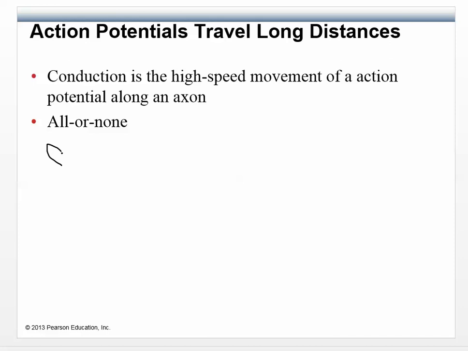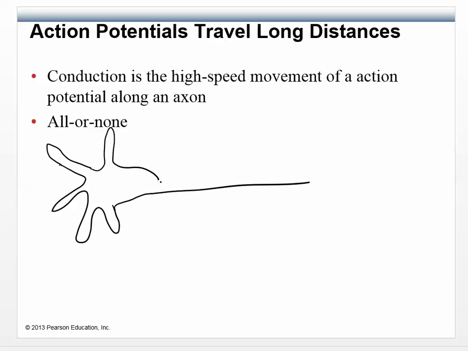Okay, so that means we've moved on. We got beyond the graded potential, which is happening here in the dendrites and the cell body. We've managed to get our signal to the axon. Okay, so now we want to fire an action potential.